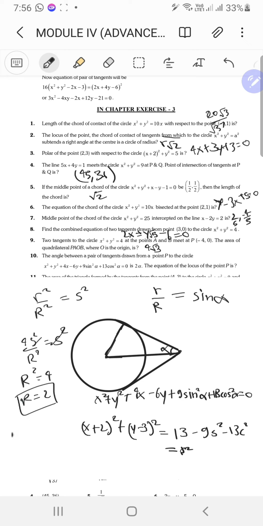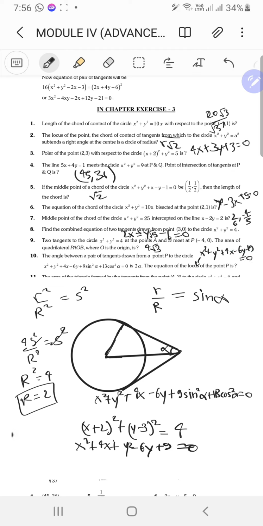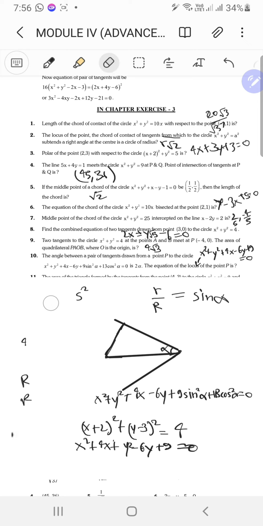That's nice. So it's going to be the same thing, just with capital R over here. So that's going to be 4, right? Not all this stuff, it's just 4. So yeah, that's it. That should be the equation of the locus of point P. Let's just simplify this. So x squared plus 4x plus 4, that gets cancelled, plus y squared minus 6y plus 9 equal to 0, right? X squared plus y squared plus 4x minus 6y plus 9 equal to 0. That's for this question. Okay, so now to the 11th question.